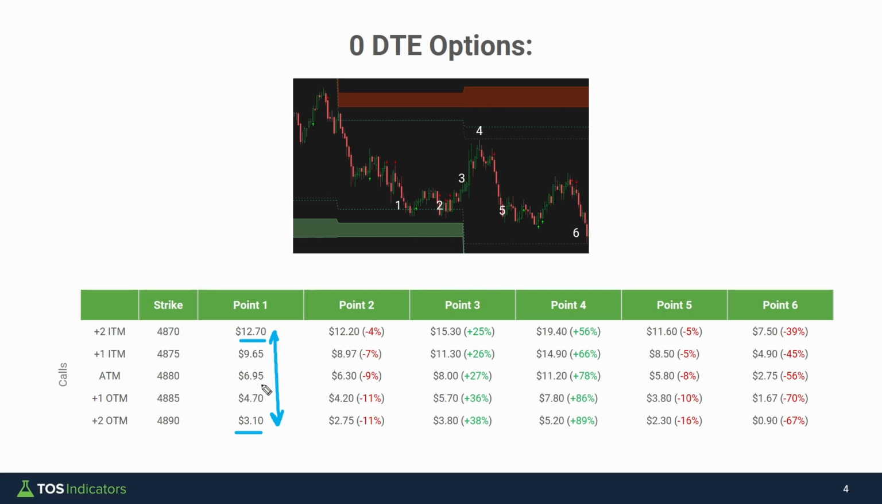So that's the first thing, is the variety in pricing. The at the money's going for right around $700. You could get as expensive as nearly $1,300, and you can get as cheap, at least on this table, as right around $300.